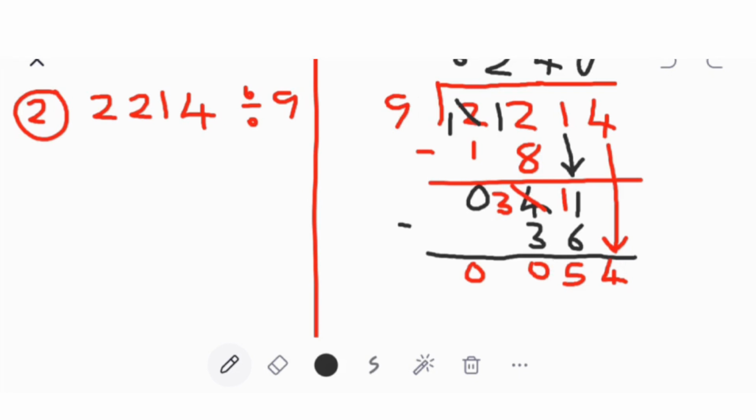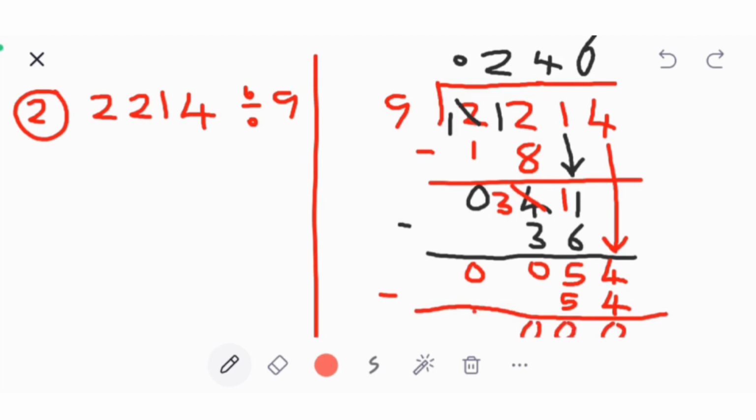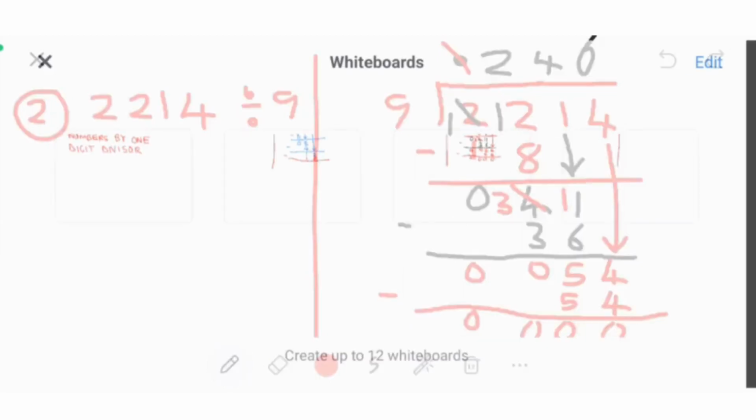Okay? Then you multiply 9 times 6. That gives you 54. Write that 54 at the bottom. Subtract. 4 minus 4, 0. 5 minus 5, 0, 0, 0. Now, the 0 that is in the answer does not have a value, so you can cross that 0. So the final answer is 246. It's as simple as that. Let's look at the next question.